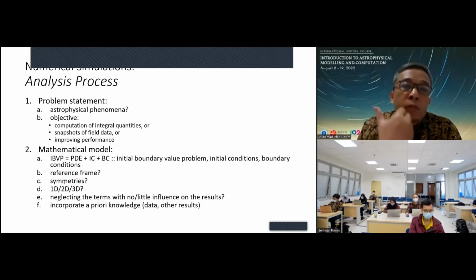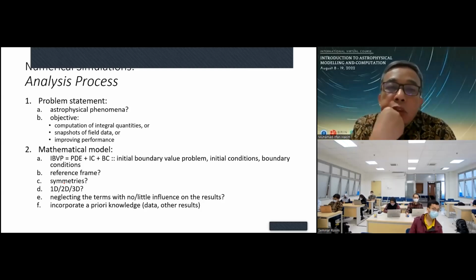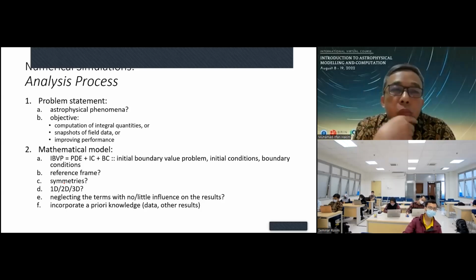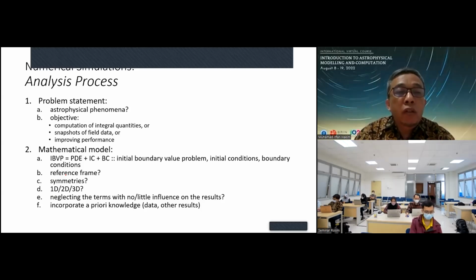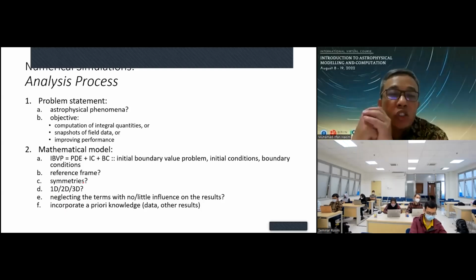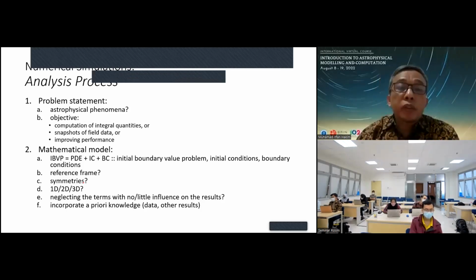What is the reference frame? Are we doing in Cartesian frame or spherical? Are there symmetries? Are we doing in 1 dimension or 2 dimension or 3 dimension? Do we need to neglect the terms with no or little influence?